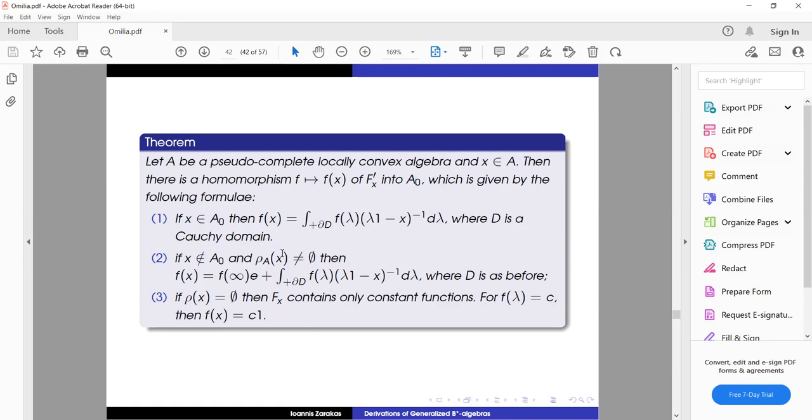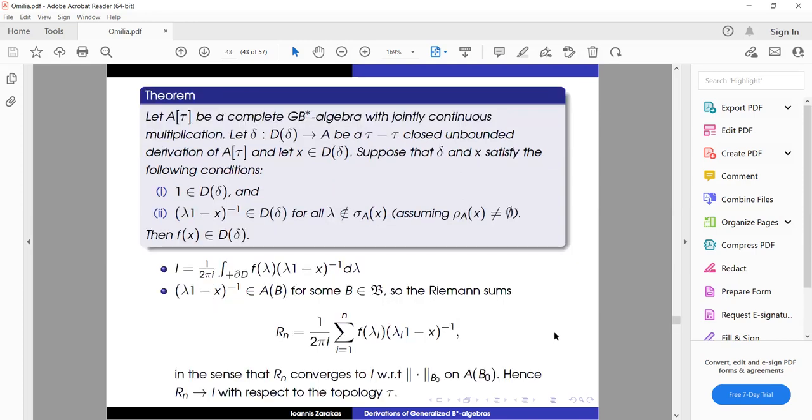We have three cases here because it may happen that our x is bounded or not bounded, either inside a node or not inside a node. And this is the difference with respect to the Banach case. If it is not inside a node, Allan said that our functional calculus would have also a part, besides the integral, a part that would pay attention to the value of the function on infinity. Okay, so this is the functional calculus that we want to see if our domain of definition of our derivation is closed under the functional calculus.